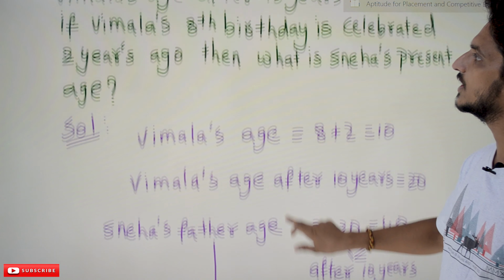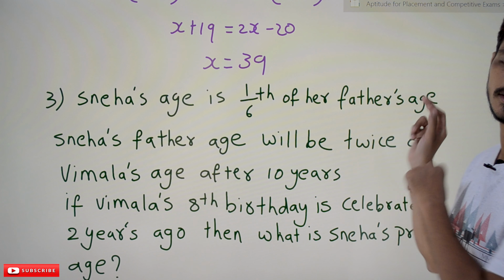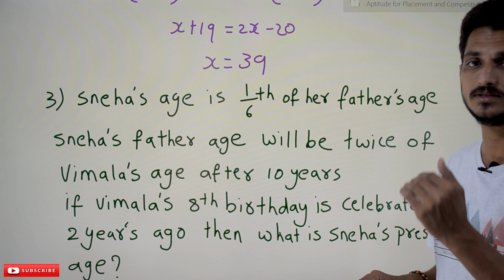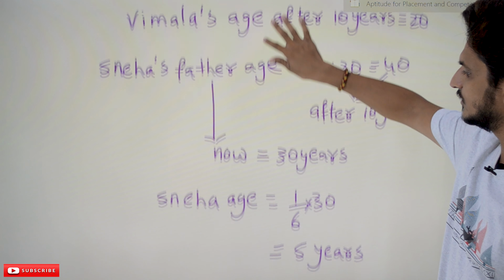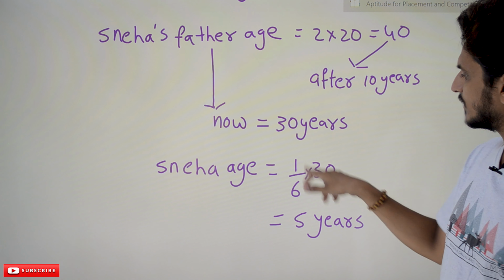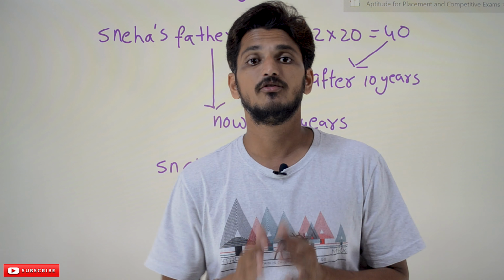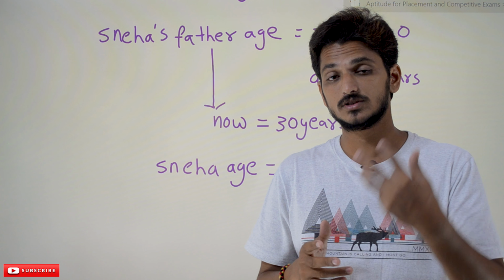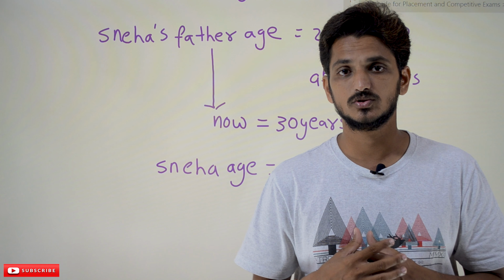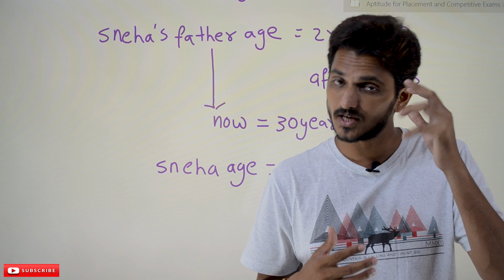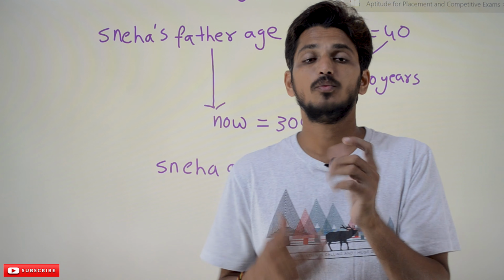From the first statement, Sneha's age is 1/6 of her father's age. The father's present age is 30 years, so 1/6 of 30 is equal to 5 years. So the age of Sneha is 5 years. See, the questions are very complicated to understand. That's why these examples are chosen, in order to make you concentrate on the statements and how they are framed. Hope you understand these examples.